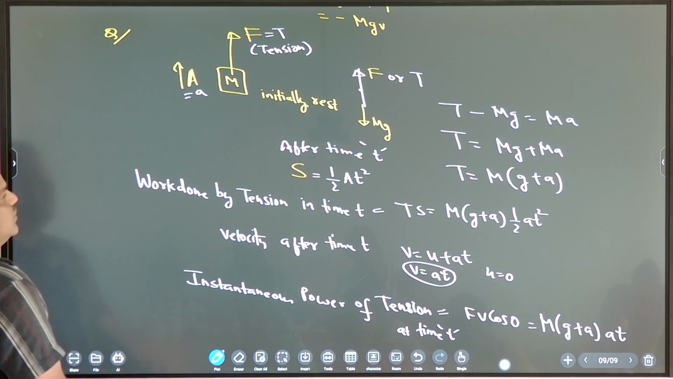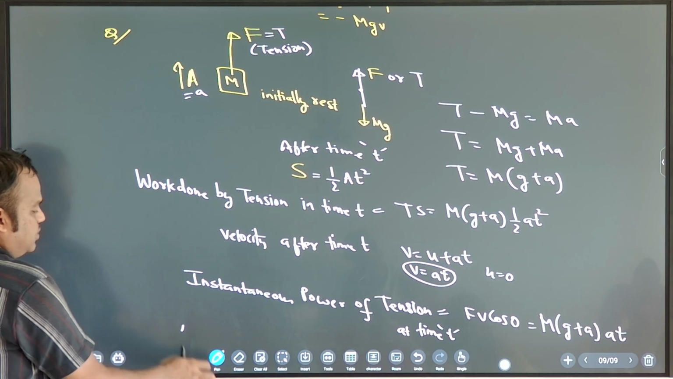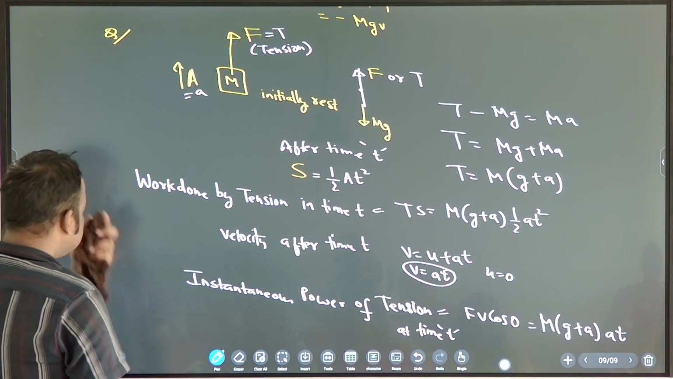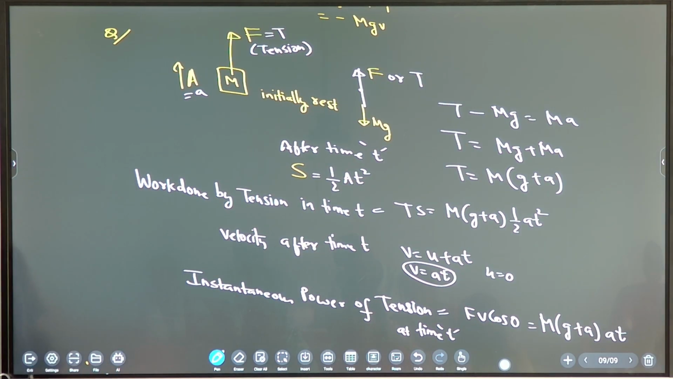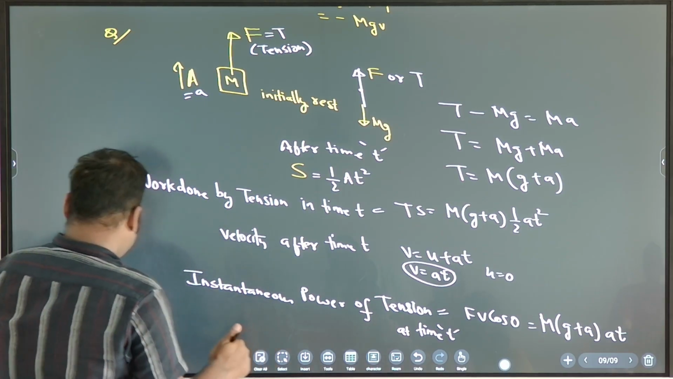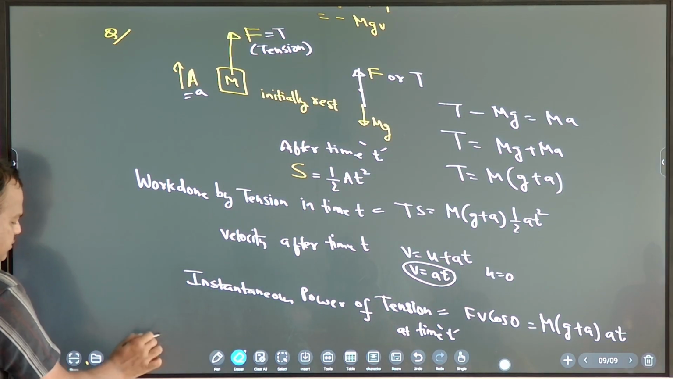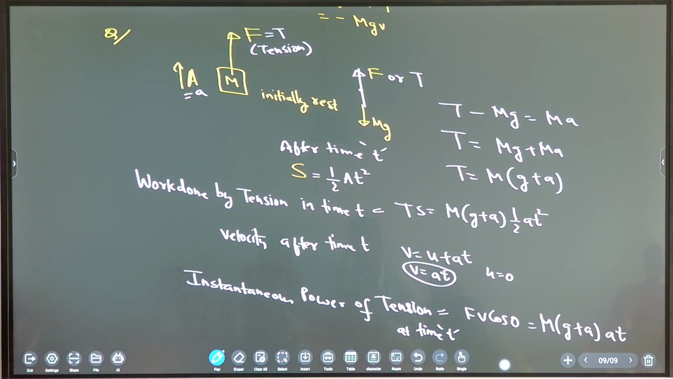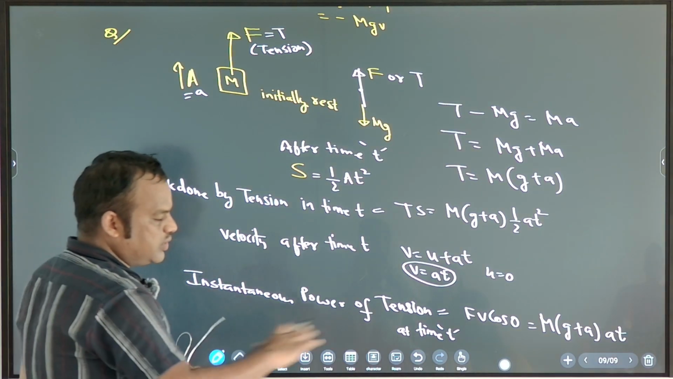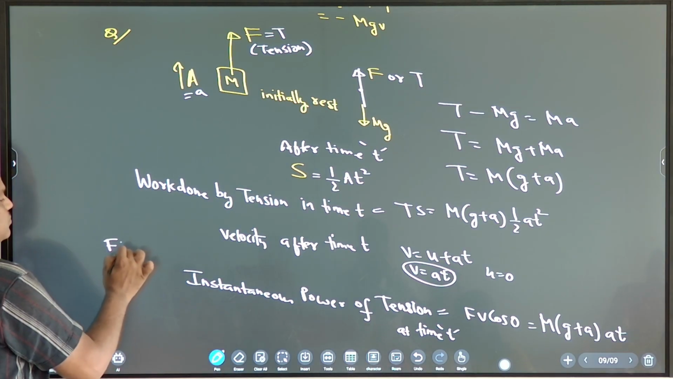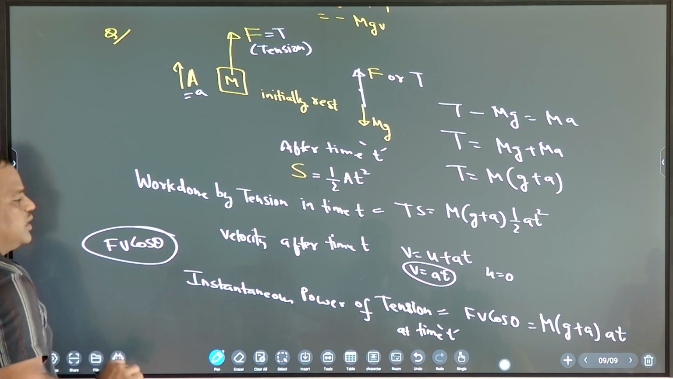Just one more topic, a small topic I will do. Okay, fine. So this is power. Power is finished. See, it is an easy chapter. You just remember average power and instantaneous power. Average power, what is the formula? Total work done by total time. Instantaneous power, what is the formula? Fv cos theta. Correct. Good.